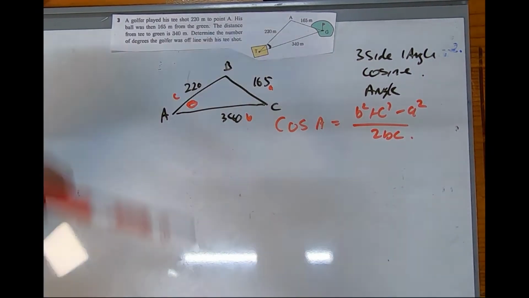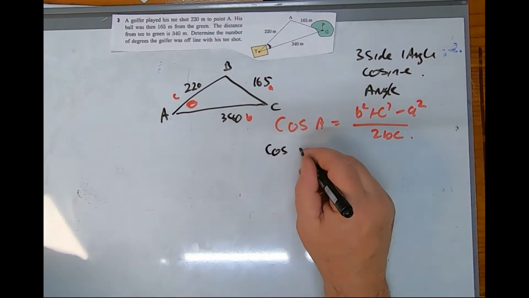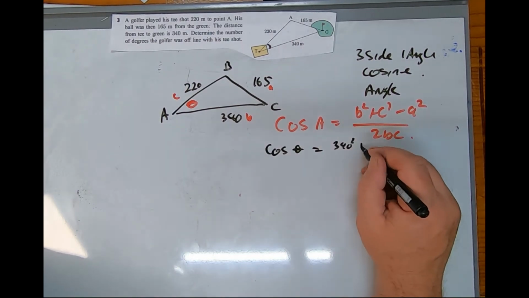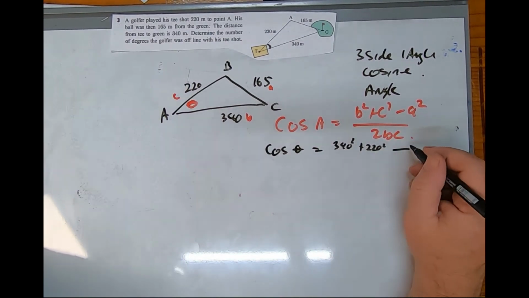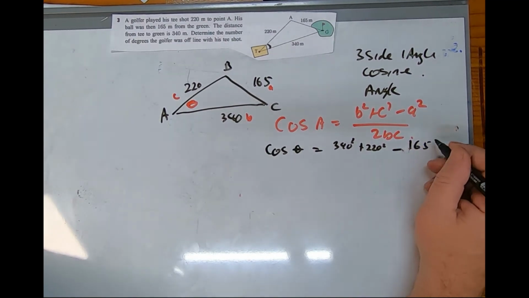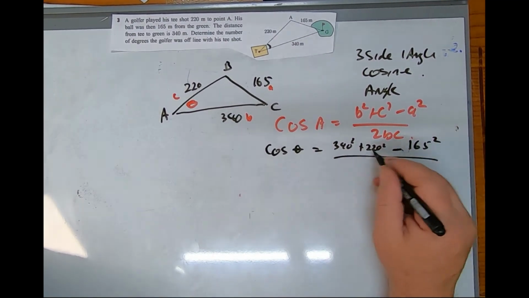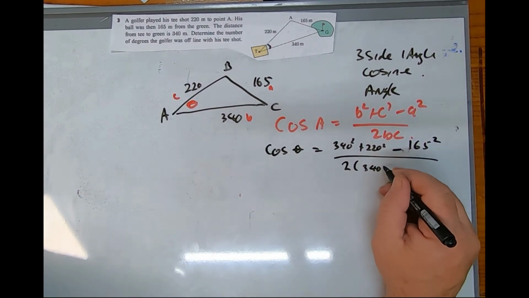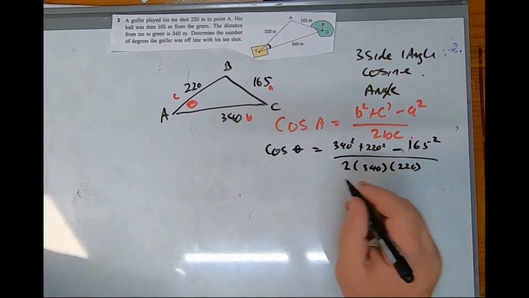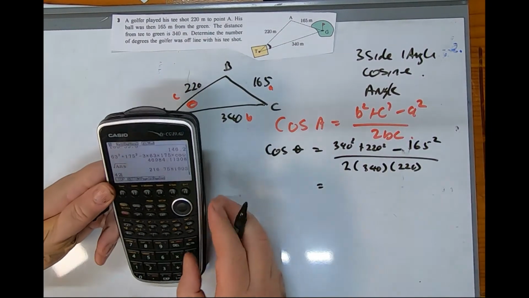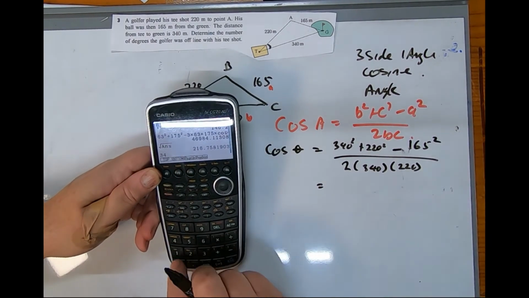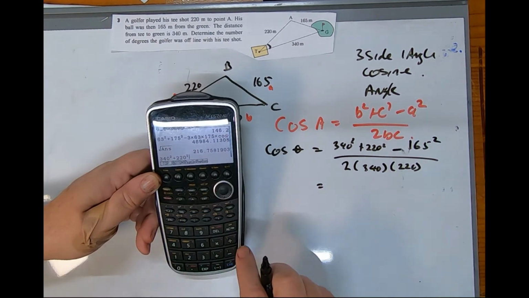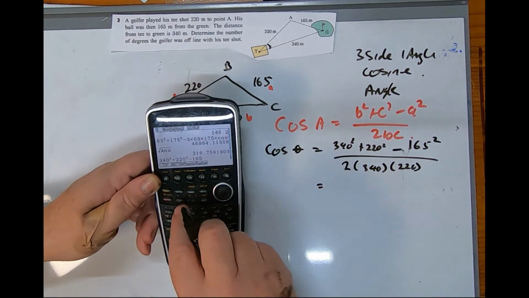All right. Now for the math. Cos theta equals 340 squared plus 220 squared, subtract 165 squared. Most common error students are going to make is right there, getting those two mixed up. Divided by 2 times 340 times 220. I like to work out the top line and then the bottom line. 340 squared plus 220 squared, take 165 squared.